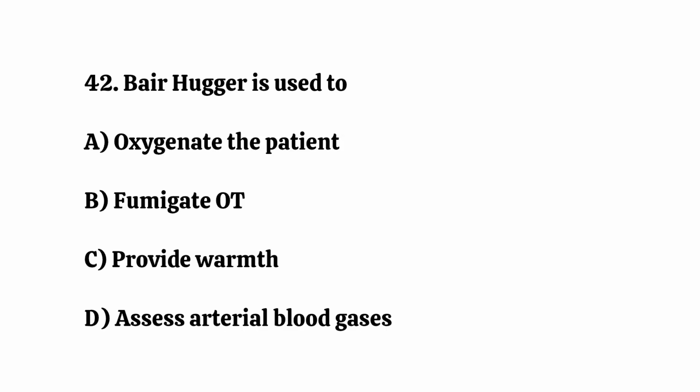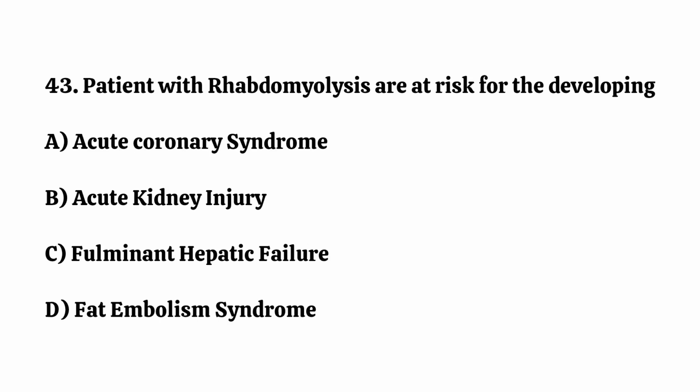Doxorubicin. Next, bear hugger is used to A. Oxygenate the patient, B. Fumigate OT, C. Provide warmth, D. Assess arterial blood gases. The correct answer is option C. Provide warmth. Next, patients with rhabdomyolysis are at risk for developing A. Acute coronary syndrome, B. Acute kidney injury, C. Fulminant hepatic failure, D. Fat embolism syndrome. Correct answer is option B.